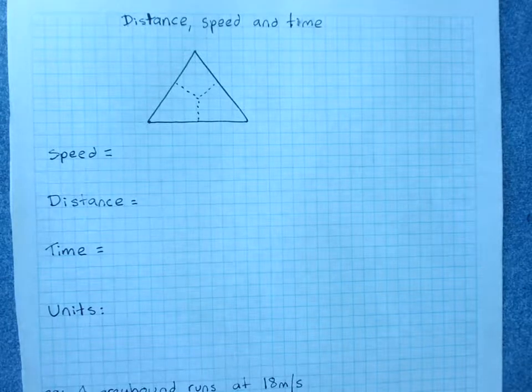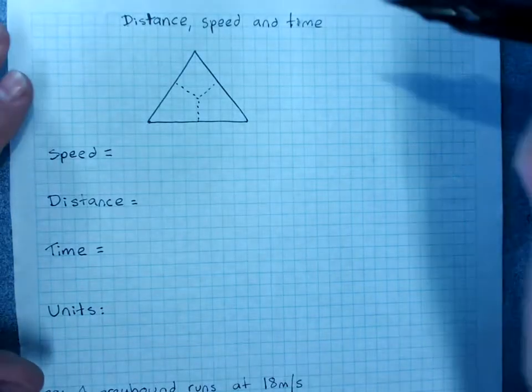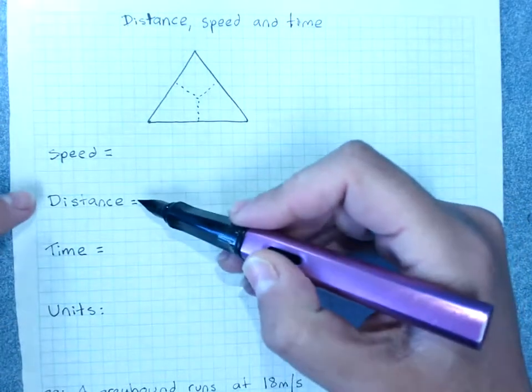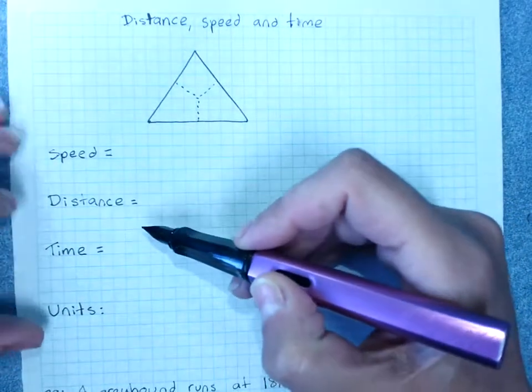Speed, distance, and time. The speed that something travels at is how much distance it does in how much time.